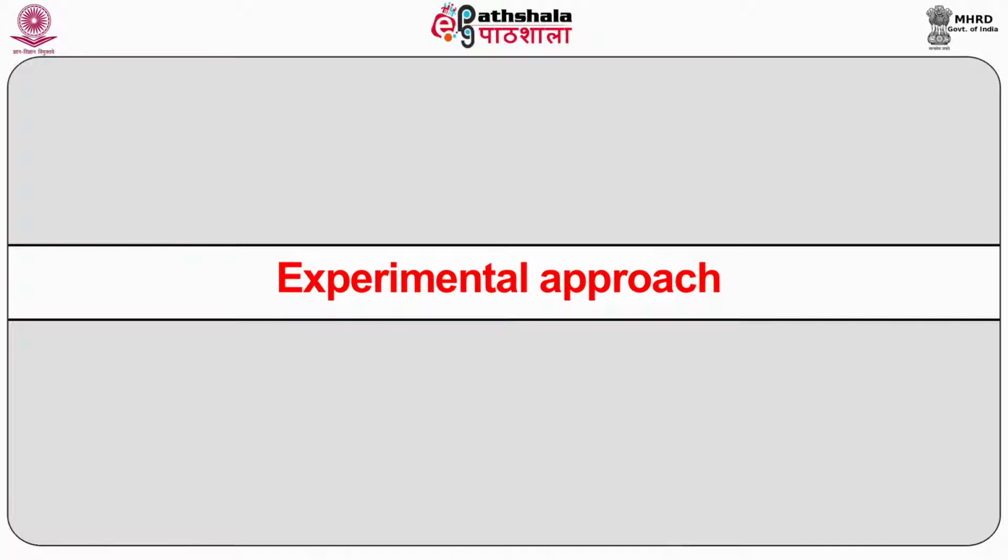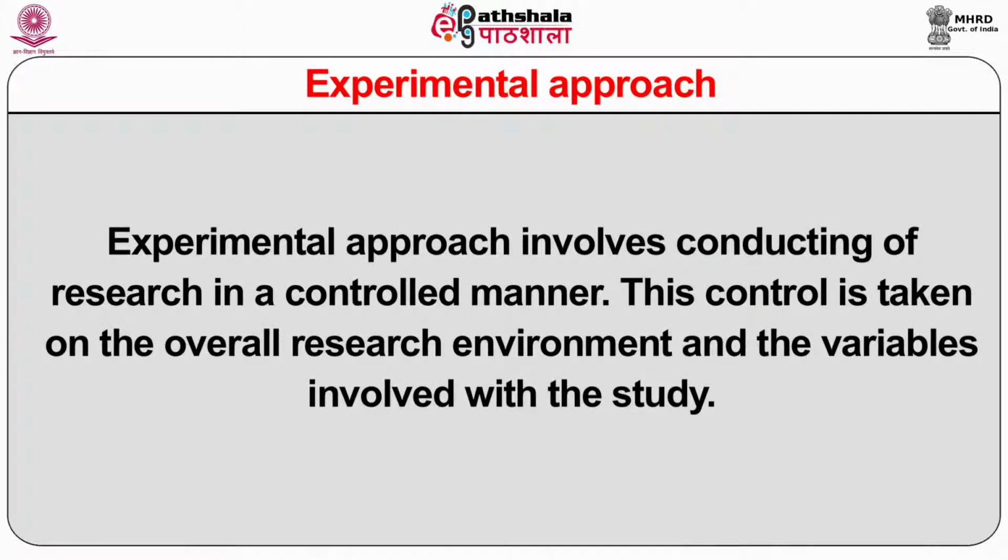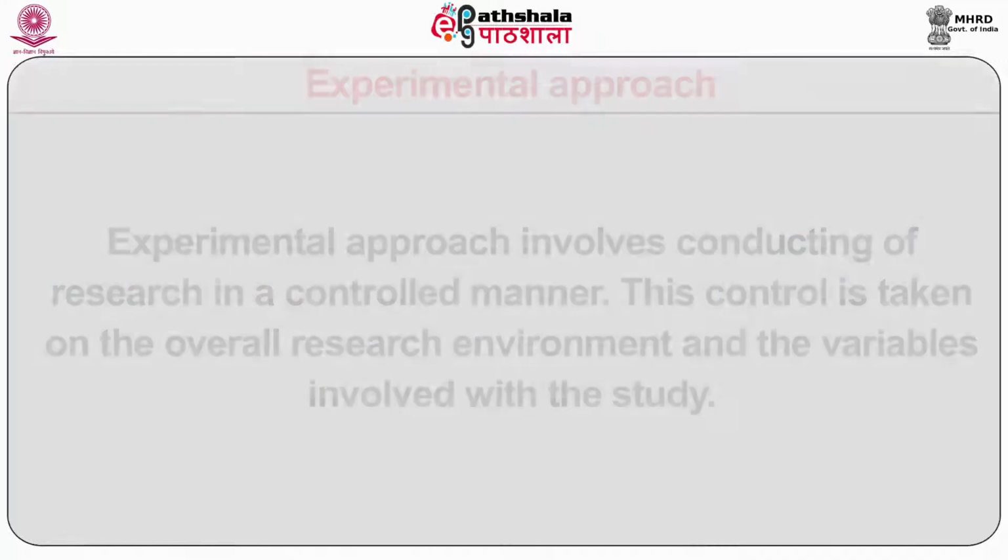This is generally done with the help of a survey, where a sample is drawn by using various sampling techniques from the given universe and is then studied to determine the characteristics of the sample, which can then further be generalized for the whole universe. Secondly, the experimental approach. This approach involves conducting of research in a controlled manner. This control is taken on the overall research environment and the variables involved with the study. Many a time, some of the variables are found to be continuously changing and the effect of such change on other variables is observed for the resulting outcomes.